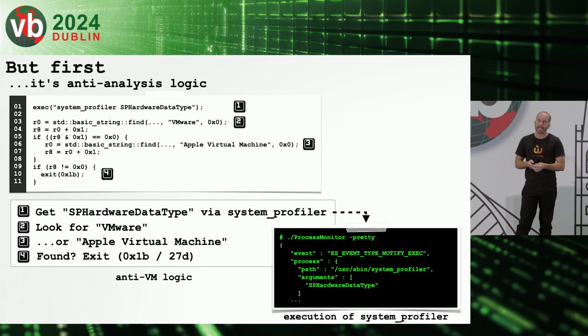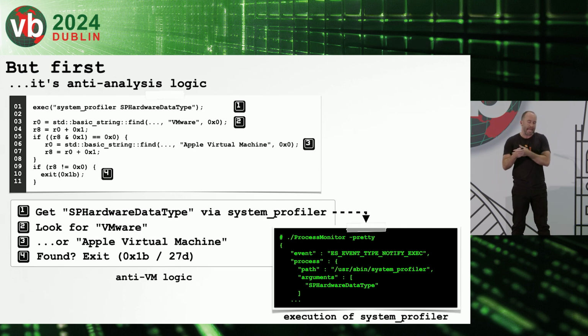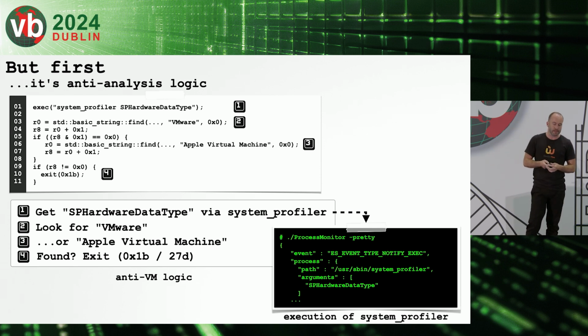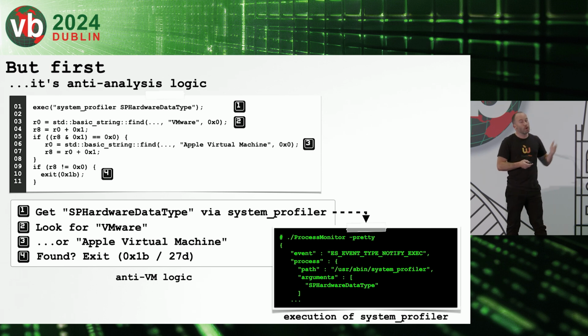So if we look at Atomic Stealer, we find that it implements some pretty basic anti-analysis logic. Specifically, it looks to figure out if it's running in a virtual machine, and if it is, it will exit. The malware authors are making the fairly accurate assumption that if the malware finds itself running in a virtual machine, it's probably being analyzed by someone like myself, so it should exit to prevent, or at least attempt to prevent, continued analysis. So what does it do if we disassemble it?